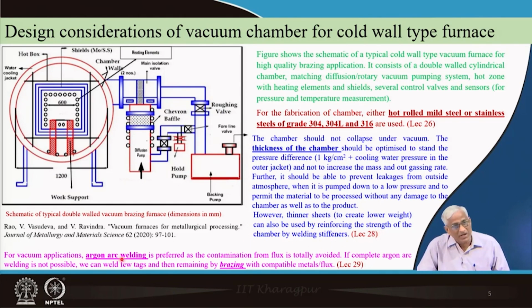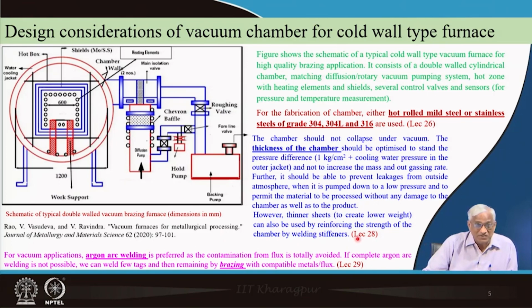So, for a vacuum application, we have seen fabrication issues after the design is over, whether it is welding, brazing, etc. But normally argon arc welding is very popularly used, but it all depends on the budget finally. So, you have to be careful in choosing materials and joining procedures.